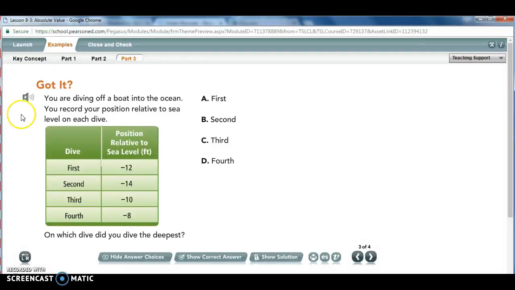Part 3, got it problem. You are diving off a boat into the ocean. You record your position relative to sea level on each dive. On which dive did you dive the deepest? The correct answer is B, the second dive.